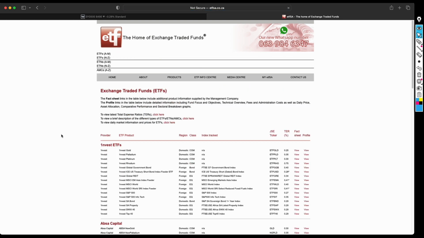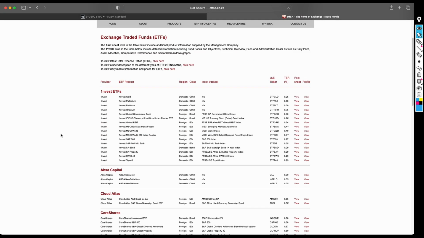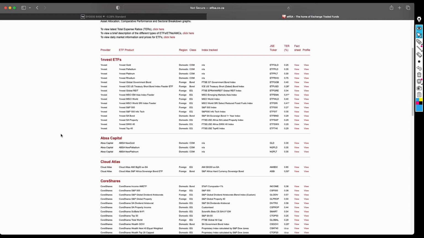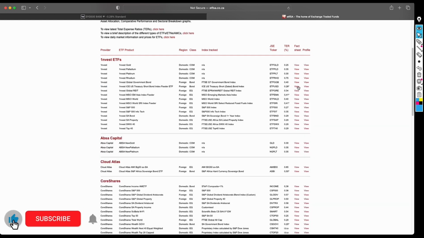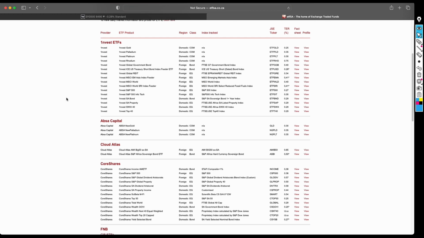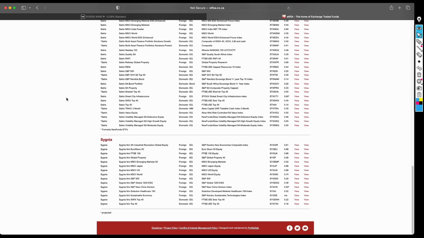So when you click on the ETF tab, you can see there are different ETF providers depending on which one you want. Then you can find information: the name of the ETF, the region it tracks, the class. If there is a specific index that ETF tracks, you can see that it is also there. The JSE ticker, total expense ratio, the fact sheet of that particular ETF, and the profile of that ETF is available on this website. For the purpose of this video, I want us to look at the Sygnia S&P500 ETF.